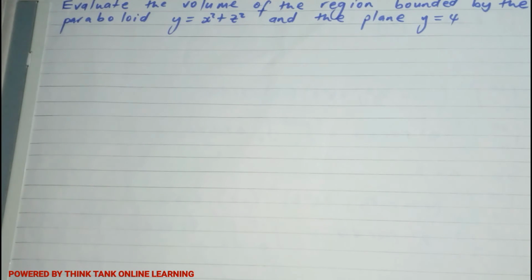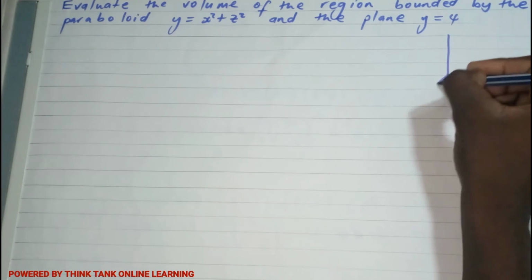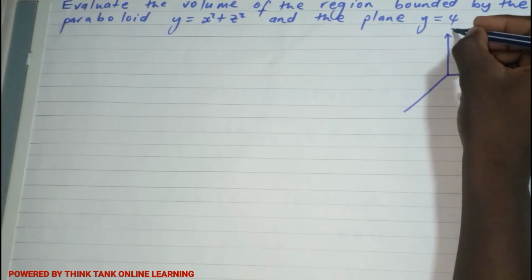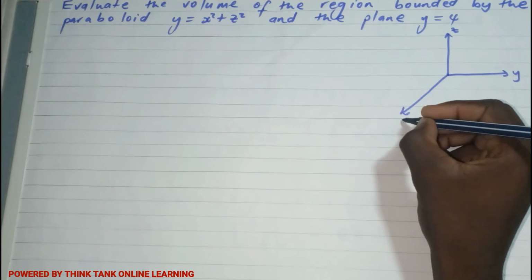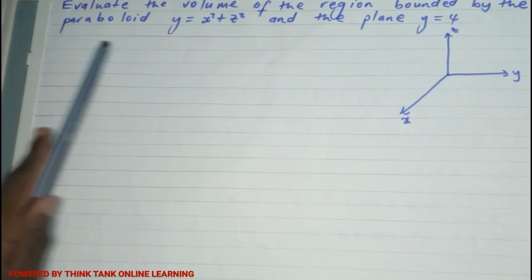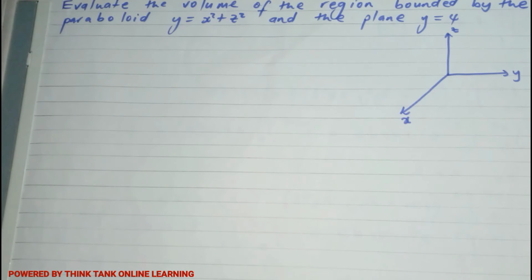The first thing you have to do is try by all means to sketch, but if you don't know how to sketch, it's still good. So I'm going to sketch this surface. This is going to be my z-axis, this my y-axis, and this my x-axis. But right now, know that this paraboloid is given in terms of y. What does that mean? It means this paraboloid lies along the y-axis.